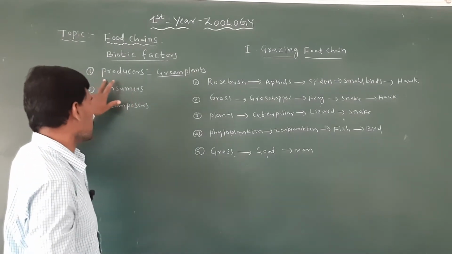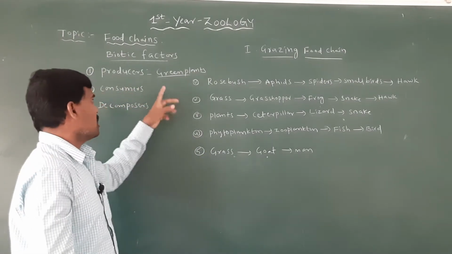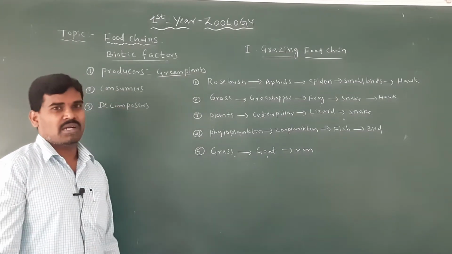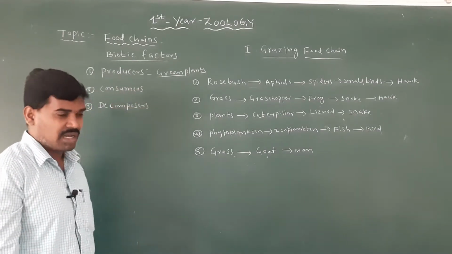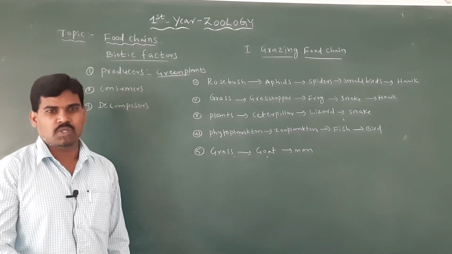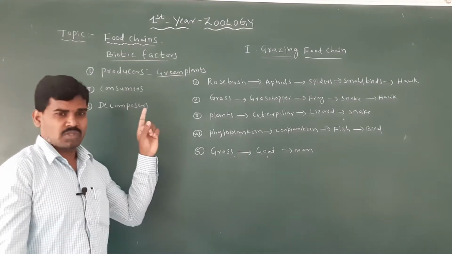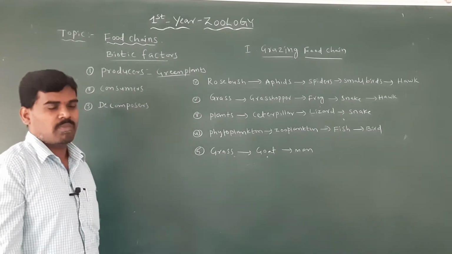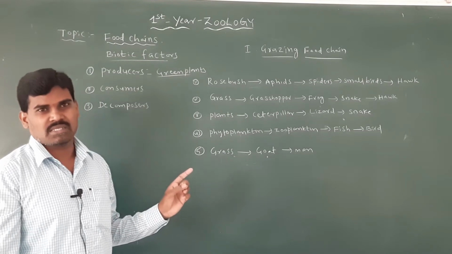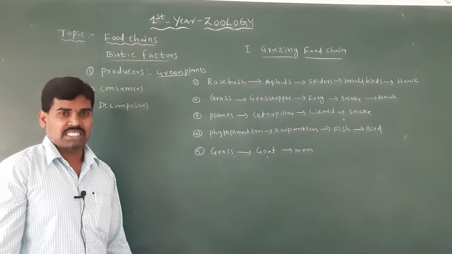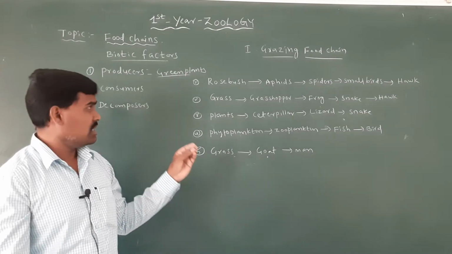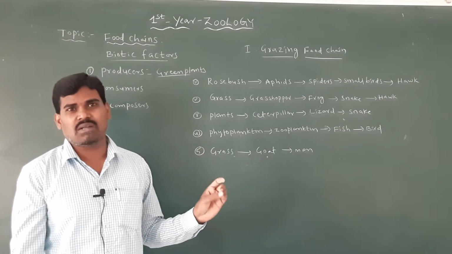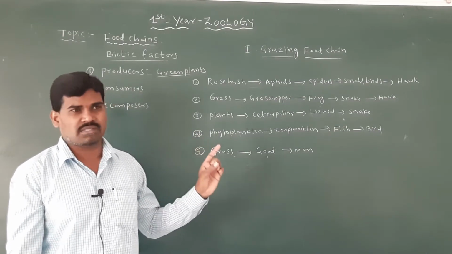First of all, producers. Examples of producers are green plants, grass, all green plants. Producers produce the food materials. They are autotrophs, not heterotrophs. They synthesize food materials using light, temperature and carbon dioxide, producing carbohydrates.